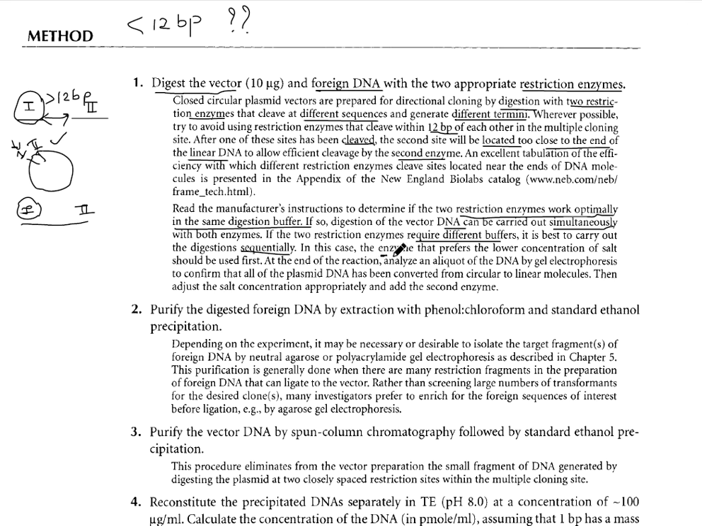And now you must be thinking which restriction enzyme I should use first. So the enzyme which prefers the lower concentration of salt should be used first. Okay, so you have to analyze an aliquot of the DNA by gel electrophoresis, to confirm whether the first enzyme has digested it, whether it has been linearized or not. Circular band you will see towards the top, okay, and linearized towards the downside.